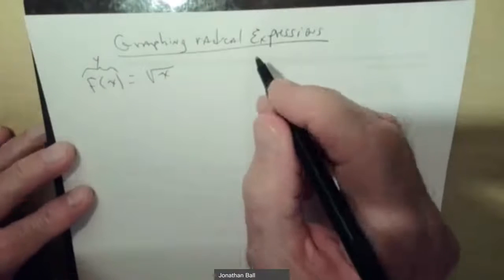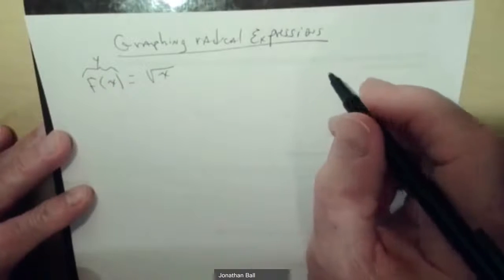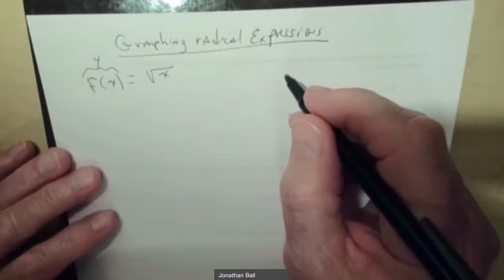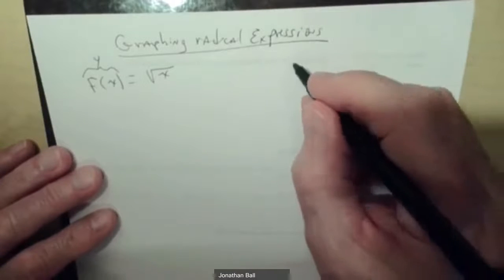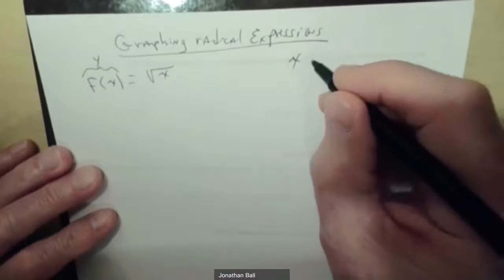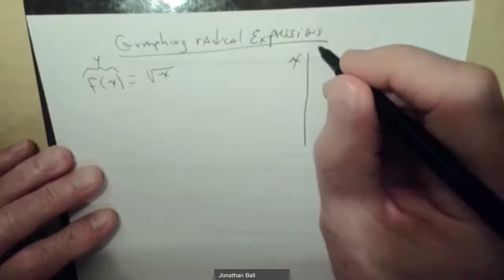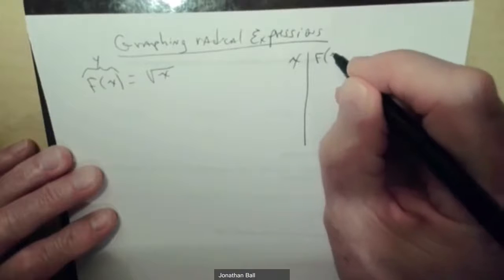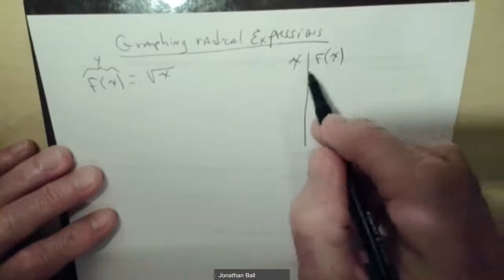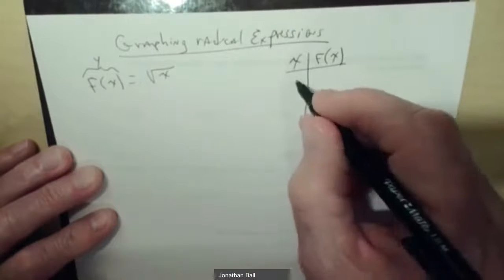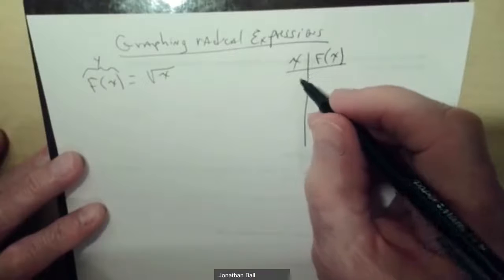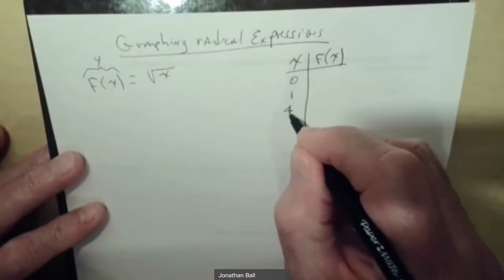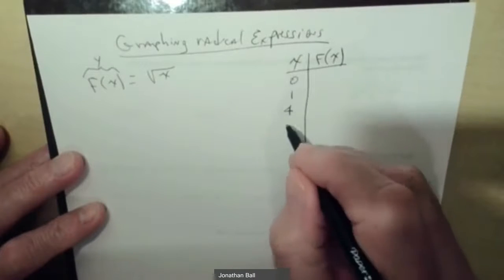Okay, now the way we do this is we make a nice pretty table of values. Remember where we did x and the function over here, f of x. Now remember, f of x is nothing more than y. So if we take some perfect squares, 0, 1, 4, and 9.